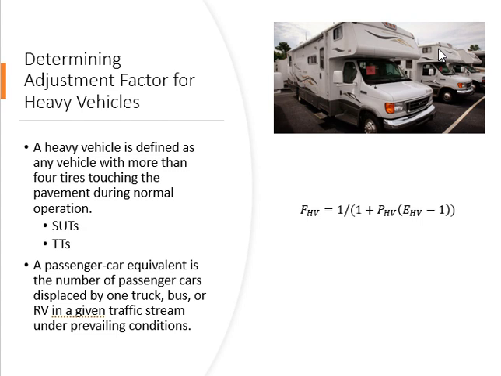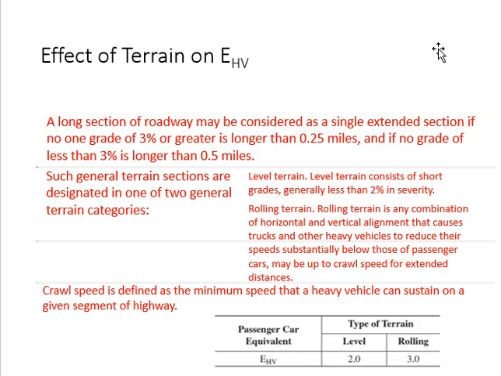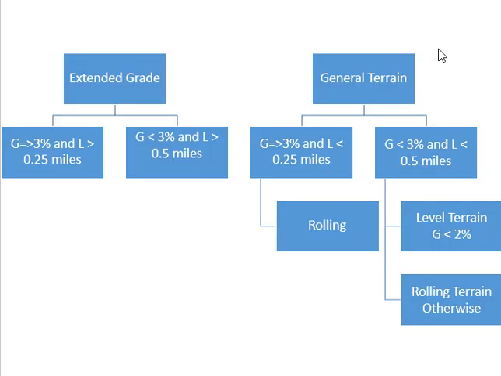Now, for EHV, we have some tables to find out the value. But before we go to the tables, you have to understand the truck itself is not the same on different terrains. When a truck moves on level terrain, its movement is different than when it is going upward or going down, even if it's the same truck. So the factor cannot be the same. That's why before we find out EHV, we need to find out what type of terrain I have.